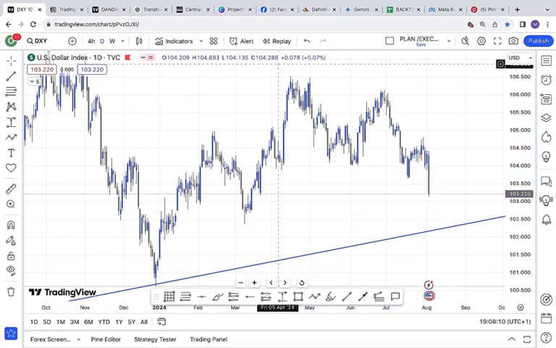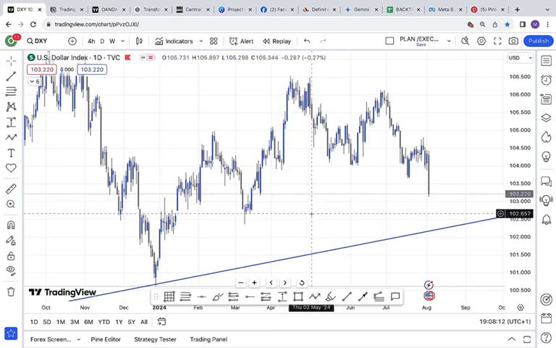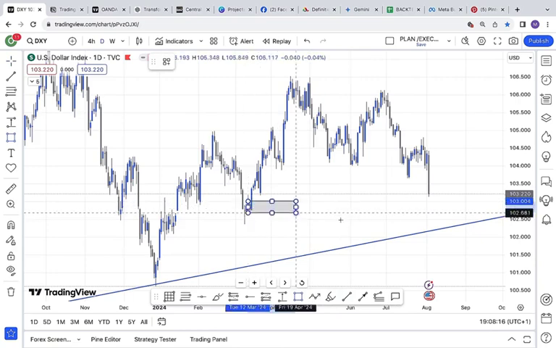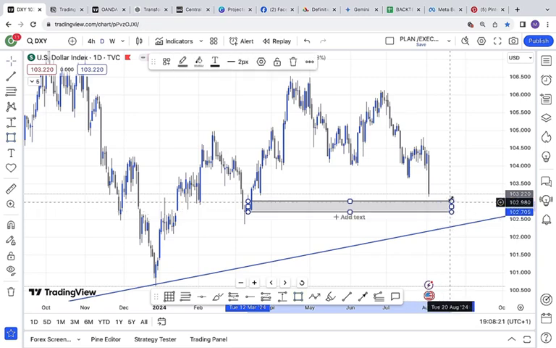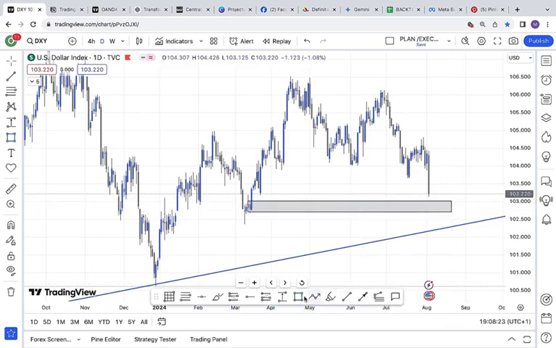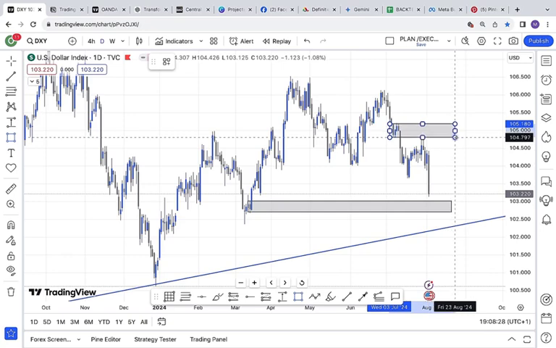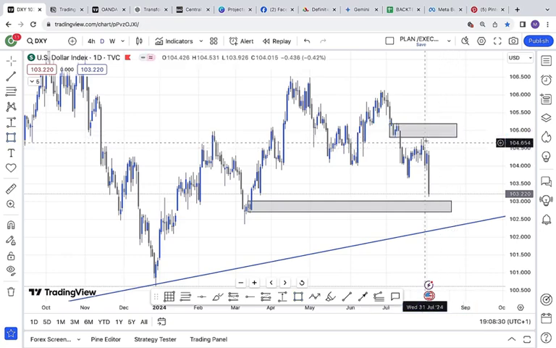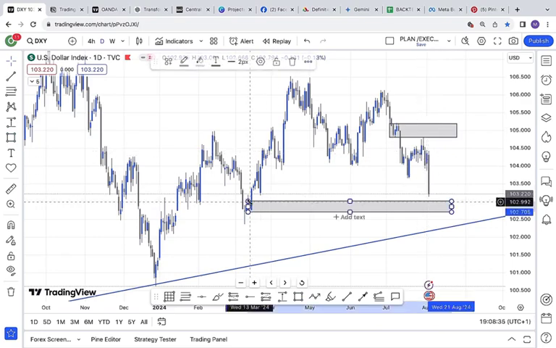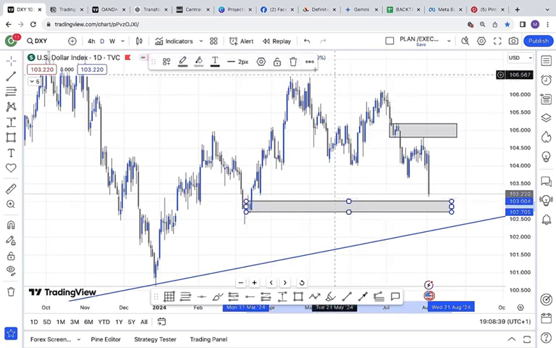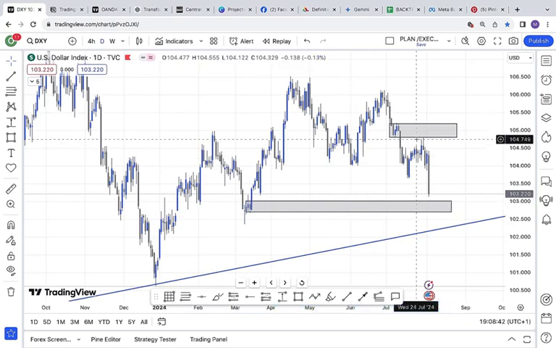So what are we looking at in the upcoming week? We are looking at price going to mitigate this demand zone here. When price came to this area, price mitigated this supply zone and started falling to the downside. Okay, so for us now, let us see if price is going to react from this demand zone.